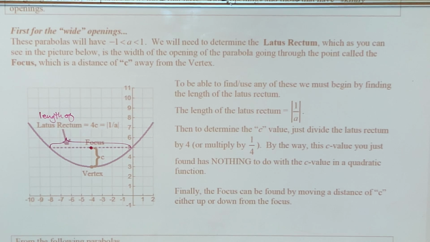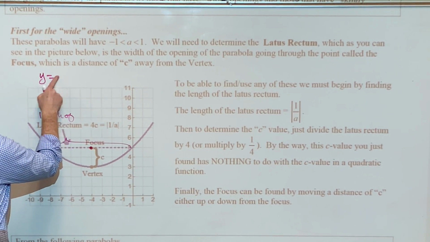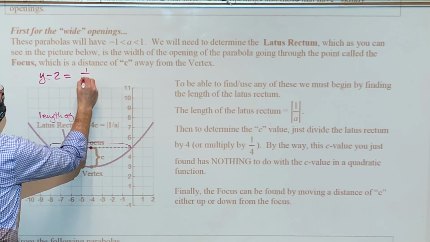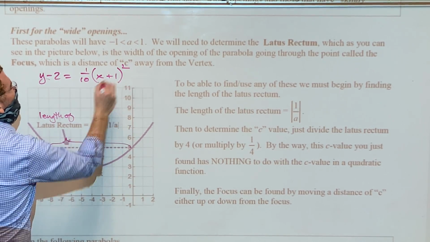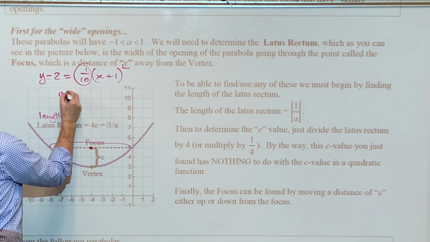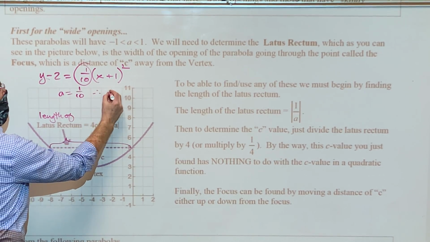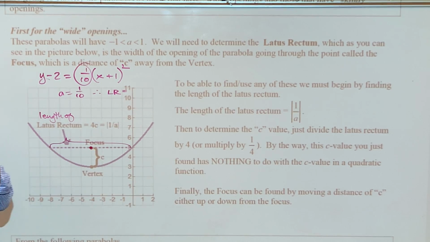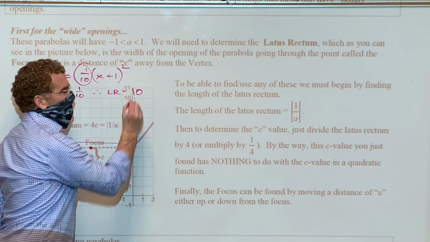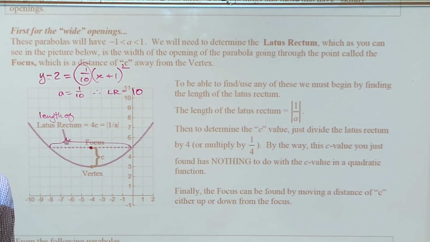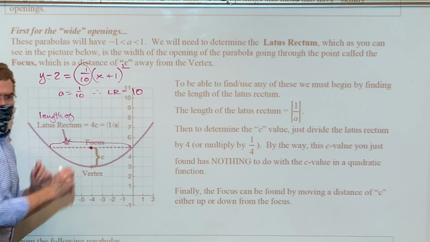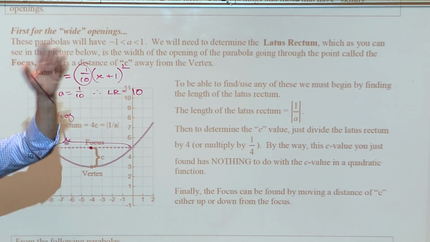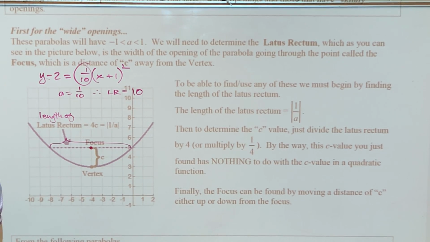So the real question is, that's easy to find. If I gave you an equation like this, y minus 2 equals 1/10 (x plus 1) squared, I can go, well, A is 1/10, so what is the length of my latus rectum? 10. So I immediately know the width. The problem is, I don't know where the focus is yet. And the focus is where that width occurs. I just can't draw a 10 randomly and say go through, because if the vertex is right here, I could draw that 10 all kinds of places, couldn't I?